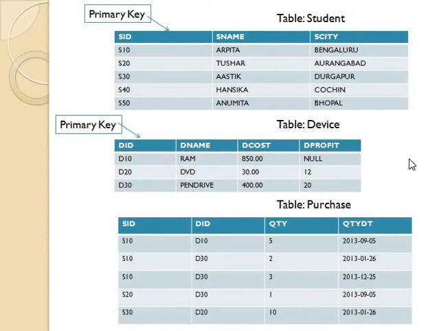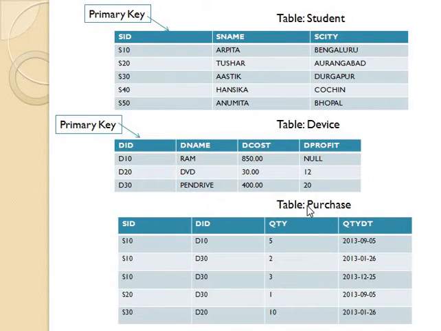Now consider these three tables, that is student, device and purchase, as shown in this slide. The table student has a primary key column called SID and all its entries are distinct. Similarly, the table device also has a primary key column which is DID and all its entries are distinct.